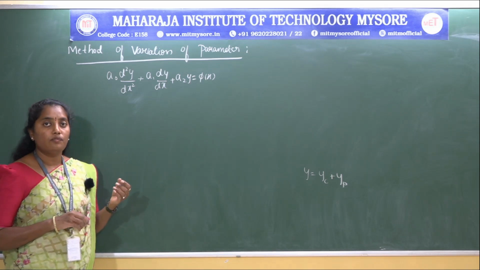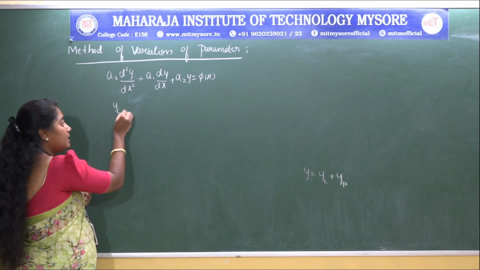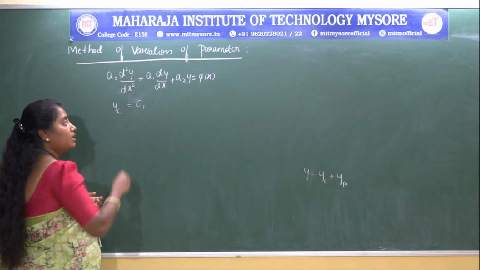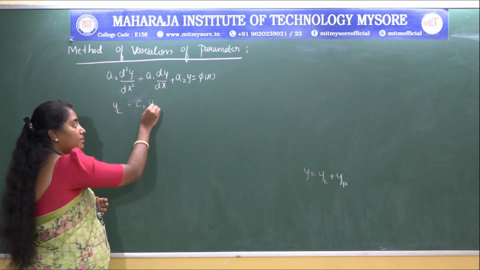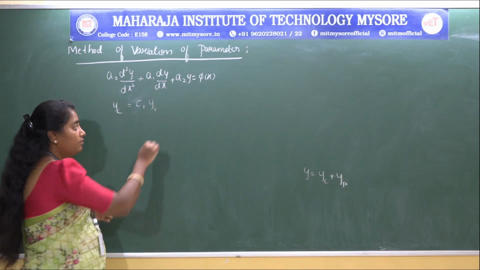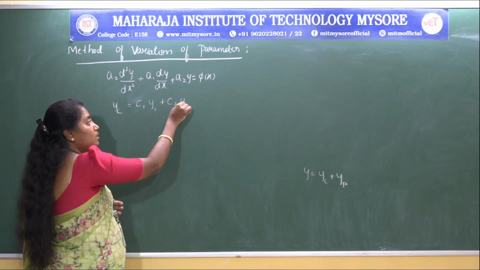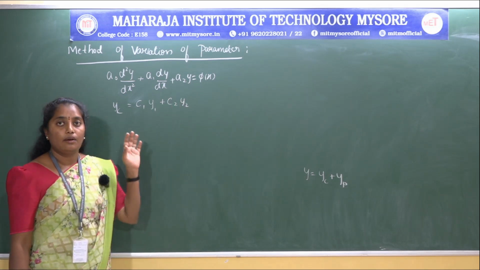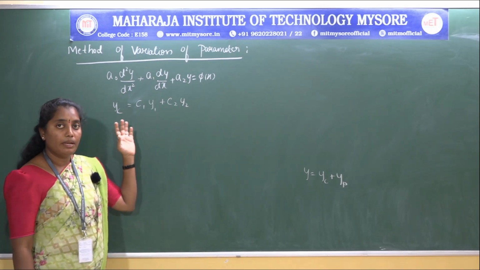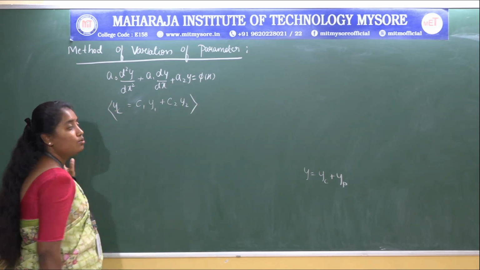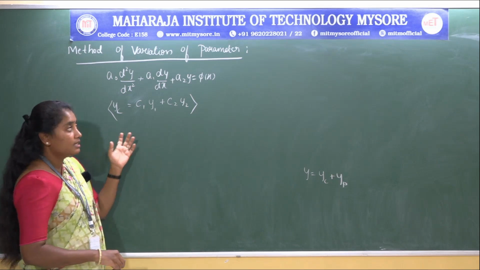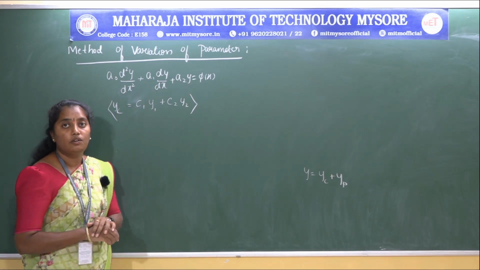Based on the obtained roots we have to write the complementary function, that is c1 into a function based on the roots. In general I will represent that function as c1 y1 plus c2 y2. First we have to write the obtained complementary solution in this form, c1 y1 plus c2 y2. After this, next we have to apply the method of variation of parameters.